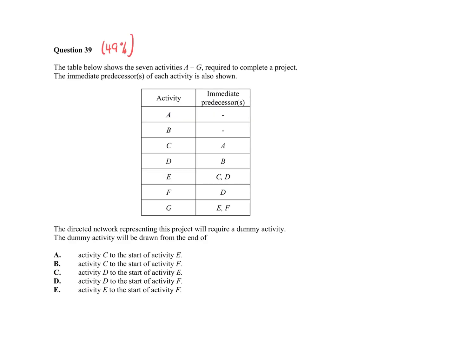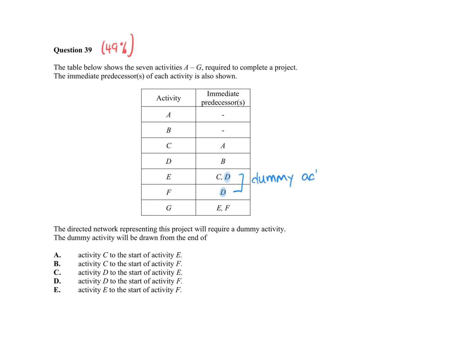Okay, the table below shows 7 activities A to G required to complete the project, and the immediate predecessors of each activity is shown. In the directed network presenting, the project will require a dummy activity. The dummy activity will be drawn in at the end of. So hopefully you can see here, remember when I said, when you see a double up here, you know the dummy activity is going to be somewhere in here.